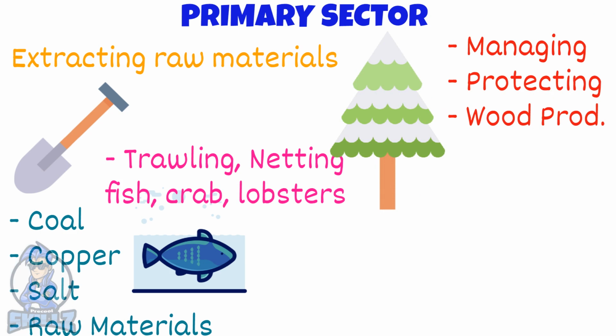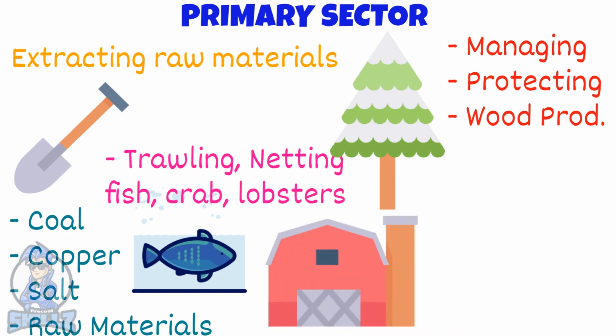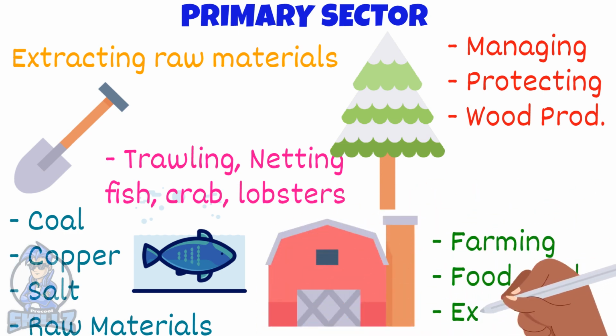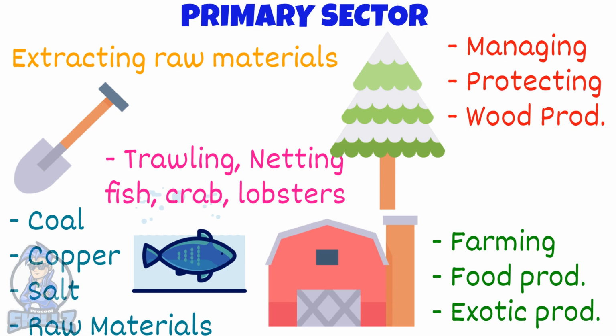But perhaps the most important primary sector activity would be agriculture. This involves a range of farming activities involving food production and creating decorative and exotic products.